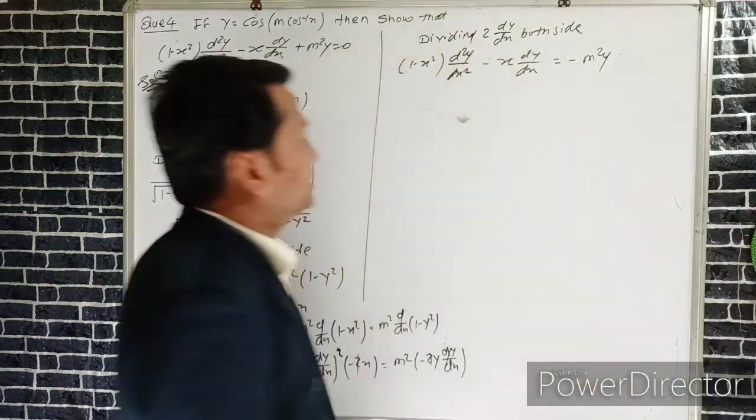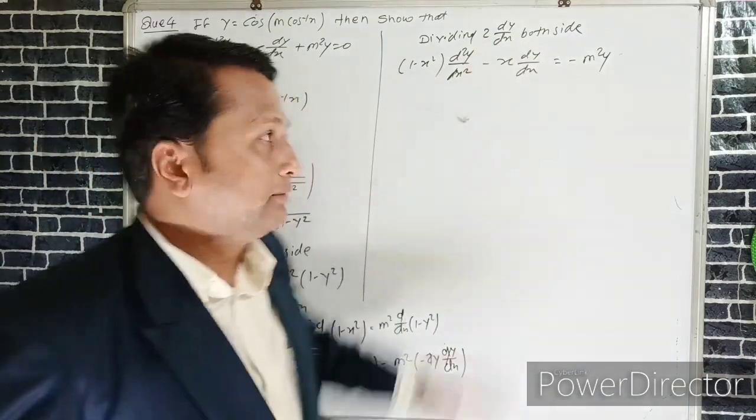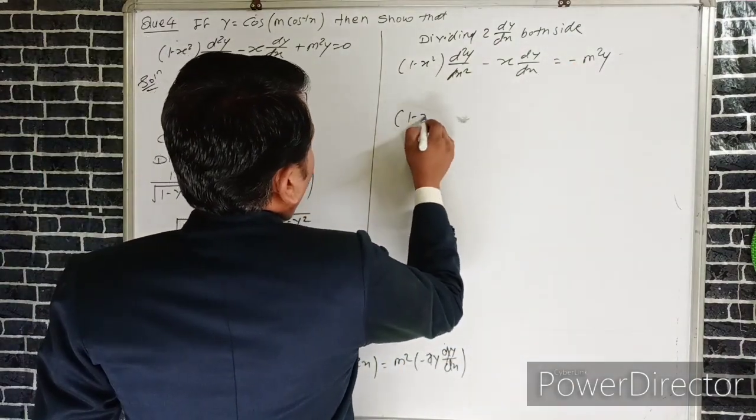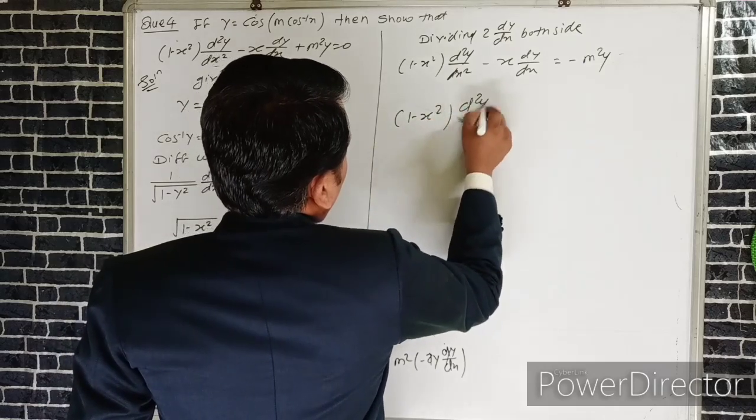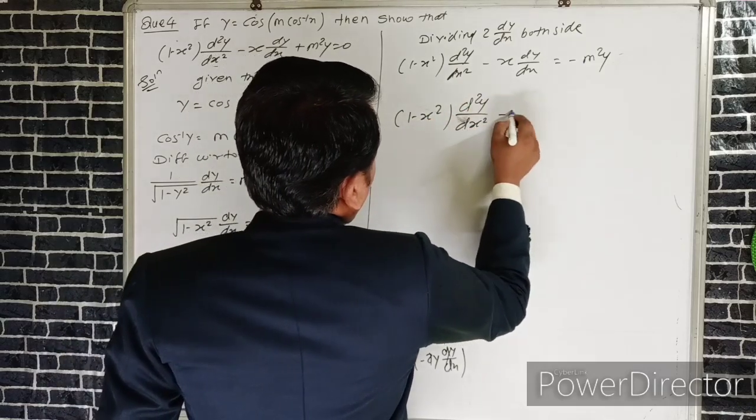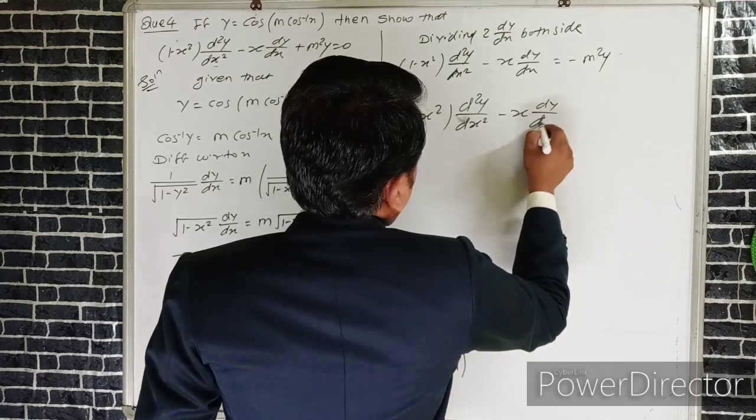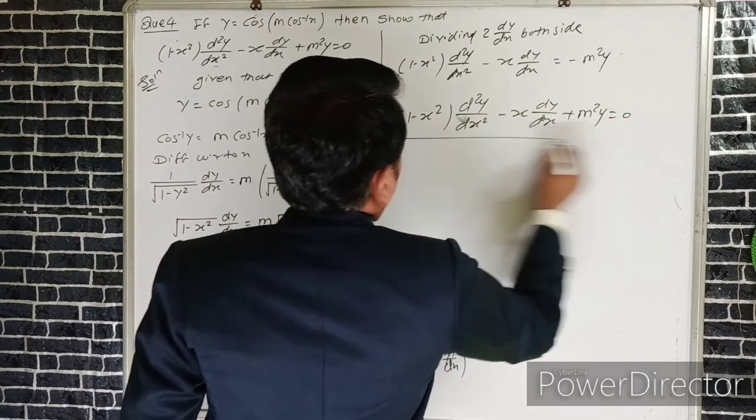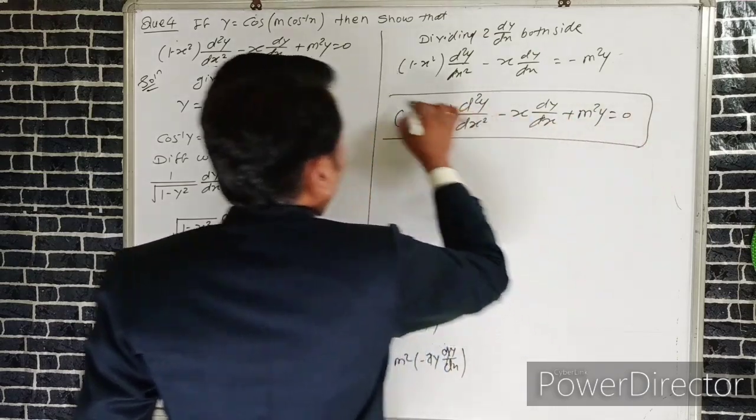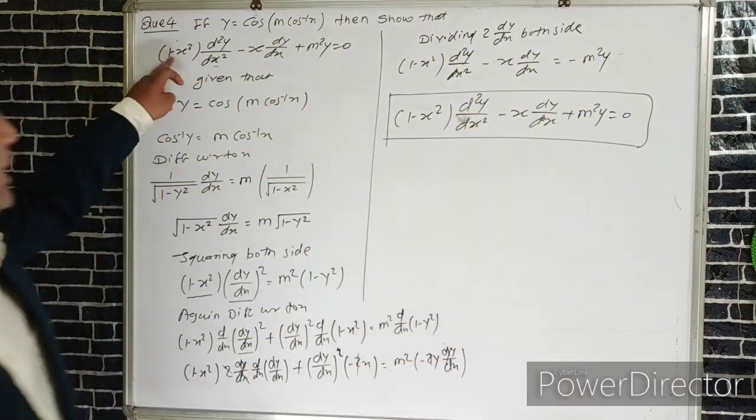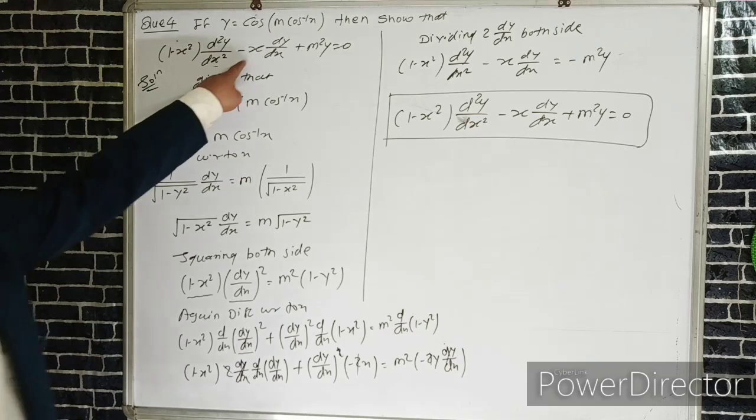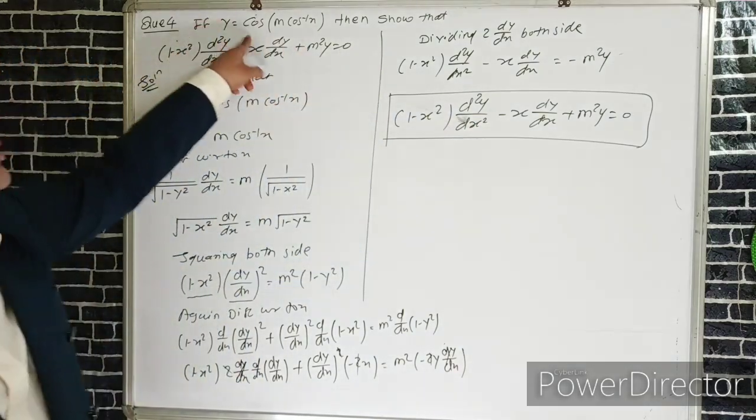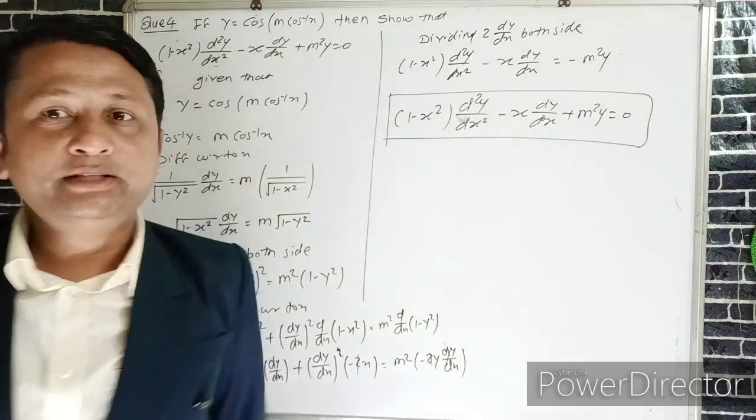If we shift this minus m square y to the left side, this minus becomes positive. 1 minus x square into d2y upon dx square minus x into dy by dx plus m square y is equal to 0, which is the required proof. Now the next one: 1 minus x square d2y by dx square minus x into dy by dx plus m square y is equal to 0 from y is equal to cos of m cos inverse x.